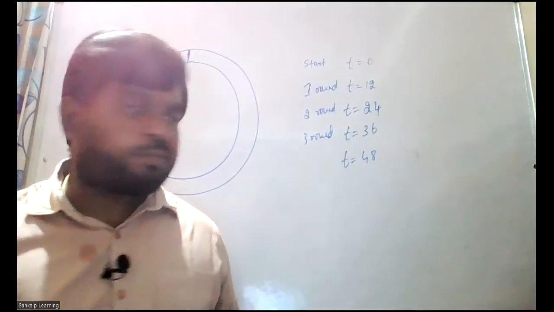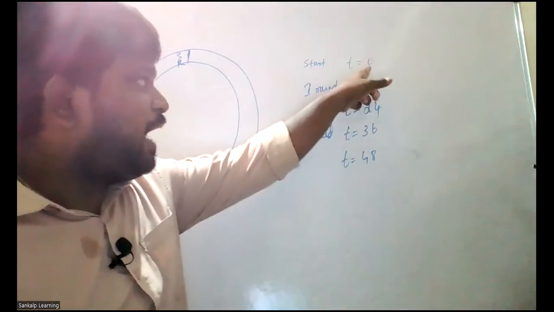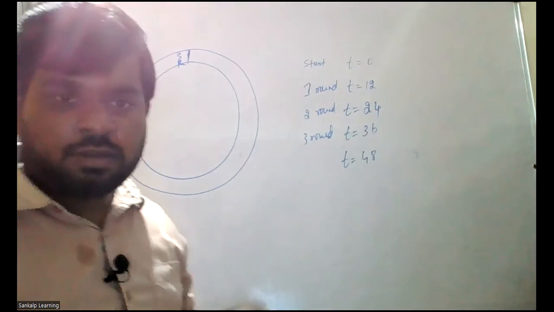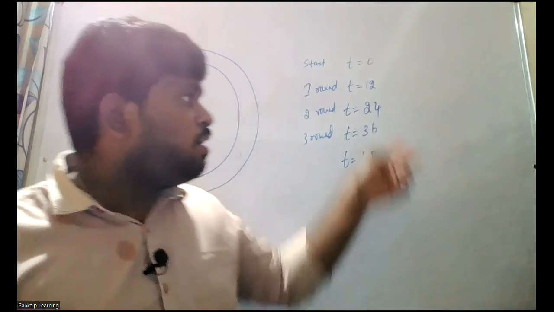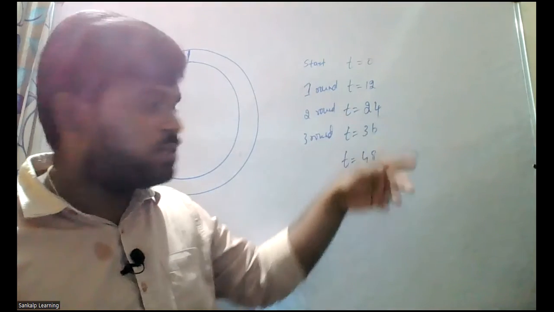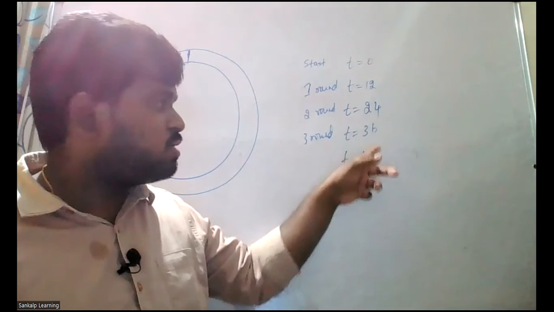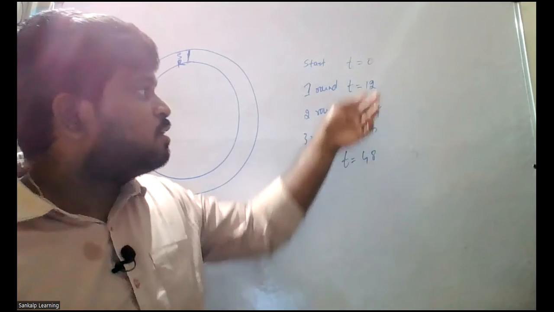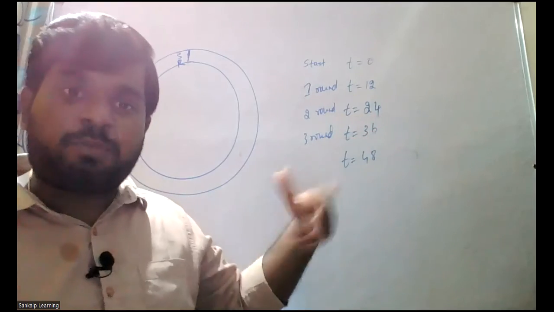If you observe properly here, the time that he is taking is a multiple of 12, isn't it? Because 12 minutes. Next, to complete 2 rounds, 24 minutes. To complete 3 rounds, 36 minutes. To complete 4 rounds, you would have taken 48 minutes. So basically, the time here is a multiple of 12.